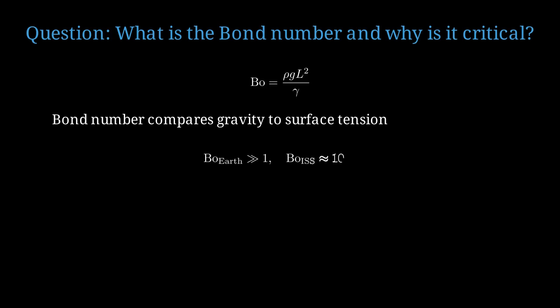On Earth, for typical droplets, Bo is much greater than 1. On the ISS, with microgravity of 10 to the minus 6 g, Bo approaches 10 to the minus 6. Surface tension completely dominates. Let's examine how individual droplets behave in microgravity.